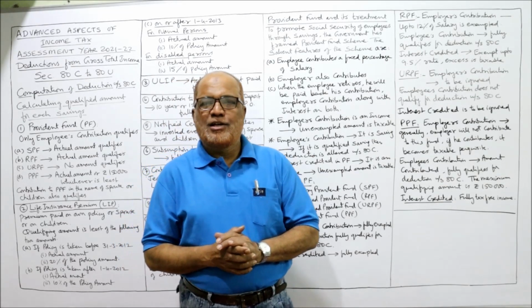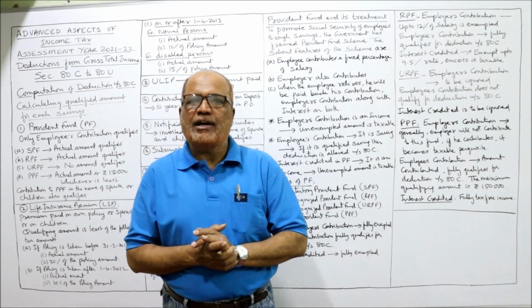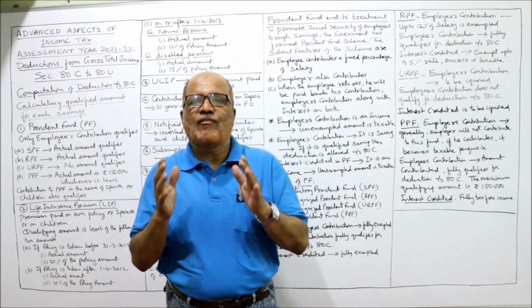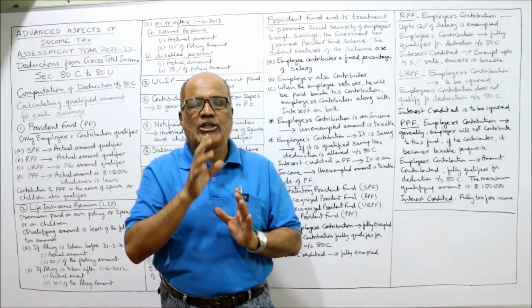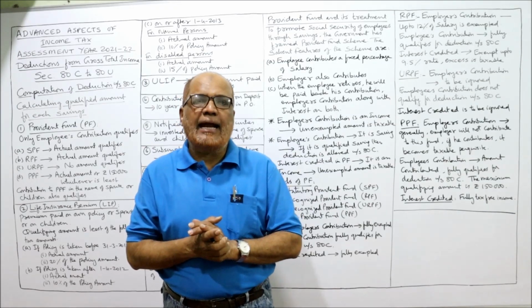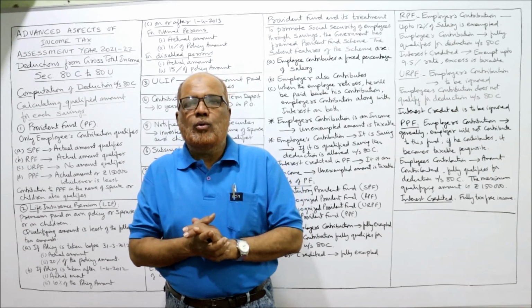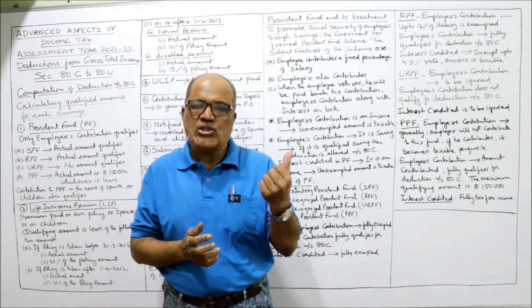I'm Hasham Ali Khan. So now I'm continuing the theory on deductions from GTI. In the last video I explained what the deductions from GTI are, the different deductions from 80C to 80U. The main deduction we started under section 80C, qualified savings. I explained when the deduction under section 80C will be given in the last video.